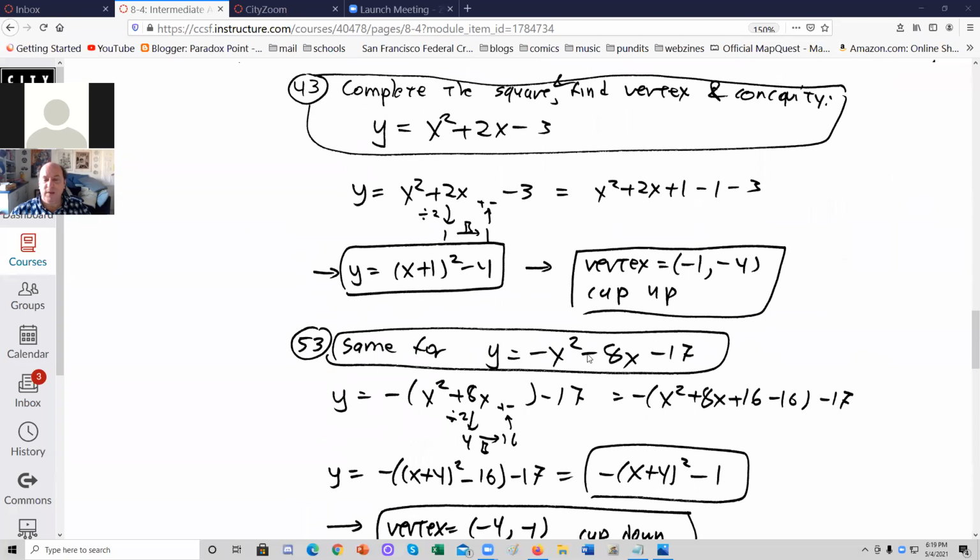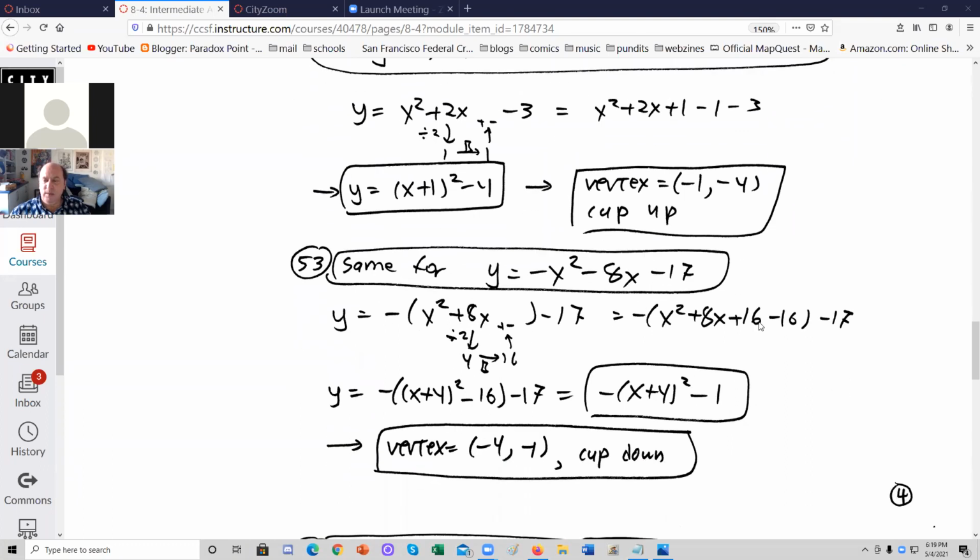Here we have y equals negative x squared minus 8x minus 17. Here, because of a negative, it'll be cup down. In fact, let's pull this negative out from these first two terms. The opposite of x squared plus 8x. Leave the minus 17 outside. To complete the square, take half of this coefficient 8. That's a 4. Square that, it's a 16. And add and subtract it back into the same parentheses. Minus of (x squared plus 8x plus 16) minus 17. Now these three terms, x squared plus 8x plus 16, is (x plus 4) all squared.